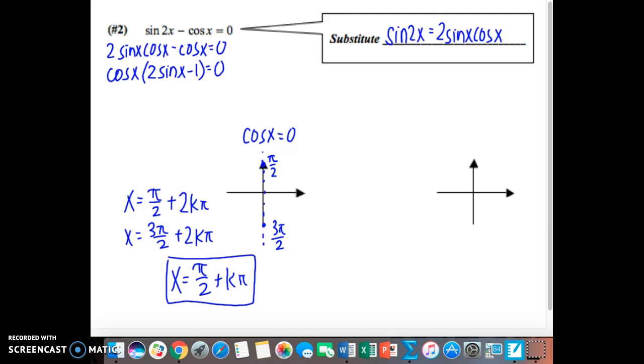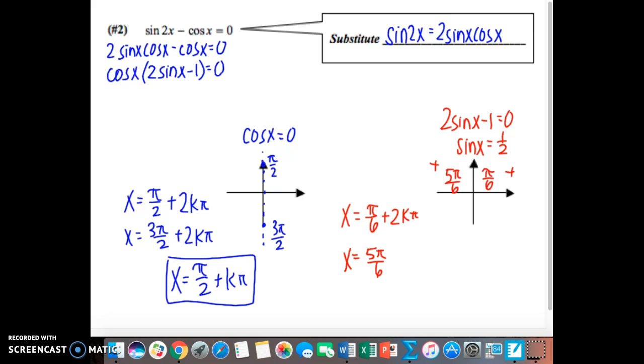And now looking at the second part, we have 2 sine of x minus 1 equals 0. So just solving for sine, we have sine of x equals 1/2, which occurs at the value of pi over 6 in the first quadrant where sine is positive. The other quadrant where sine is positive is quadrant 2, and the angle in quadrant 2 that has a reference angle of pi over 6 is 5 pi over 6. So then we will have x equals pi over 6 plus 2k pi, and we will have x equals 5 pi over 6 plus 2k pi as two more solutions. So everything that is boxed up are our solutions.